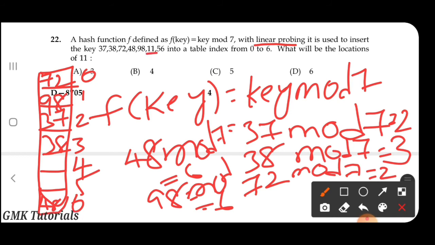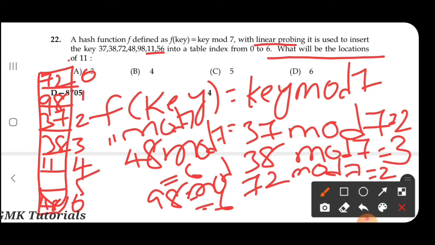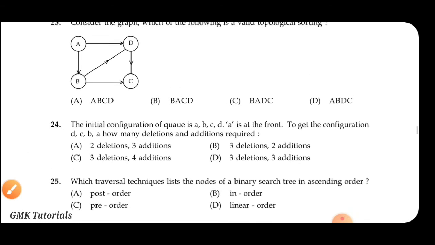11 mod 7. So 11 mod 7 location is 4. So here we are storing the 11. What will be the location of 11? It is 4. So the right answer is 4 for the 22nd question.